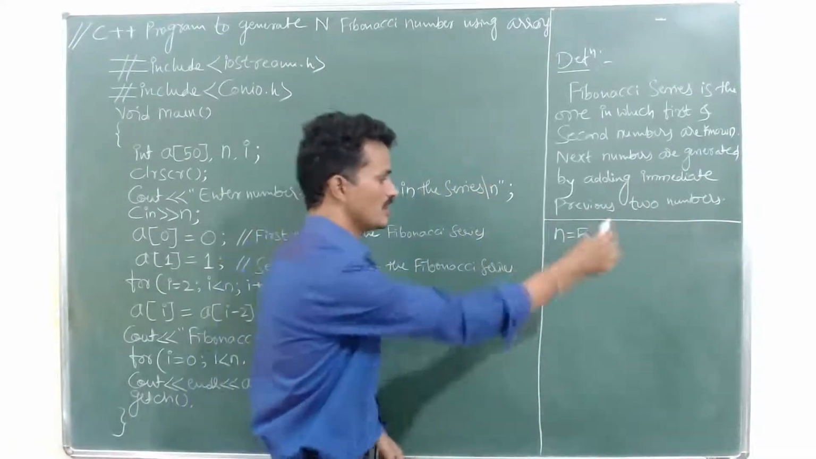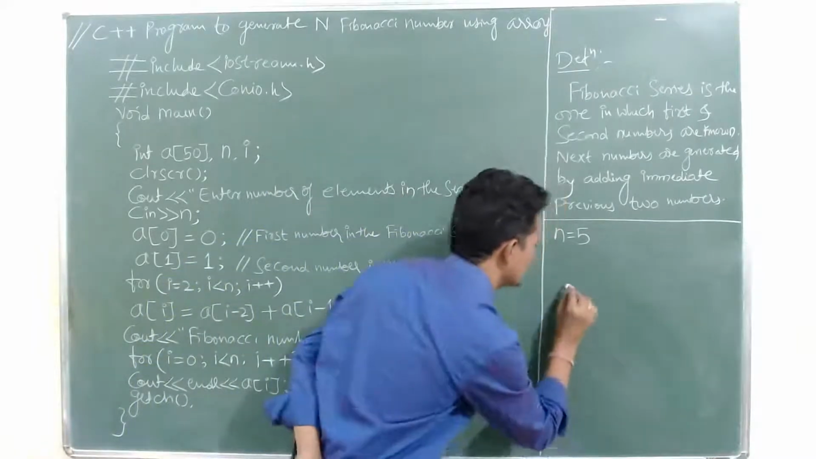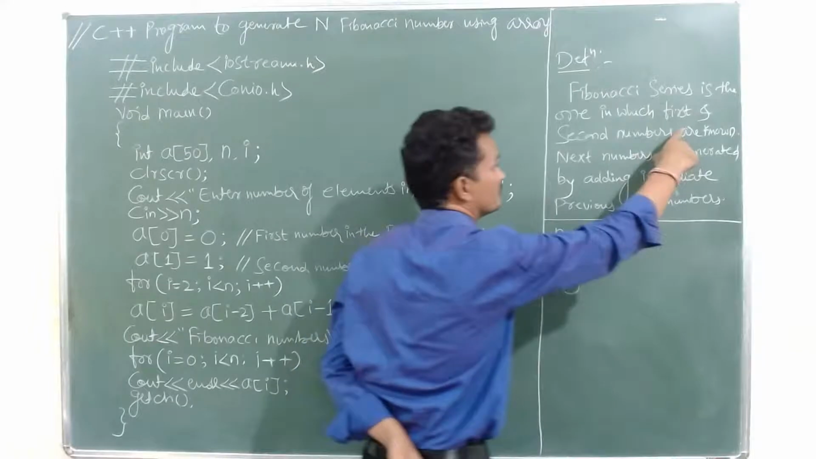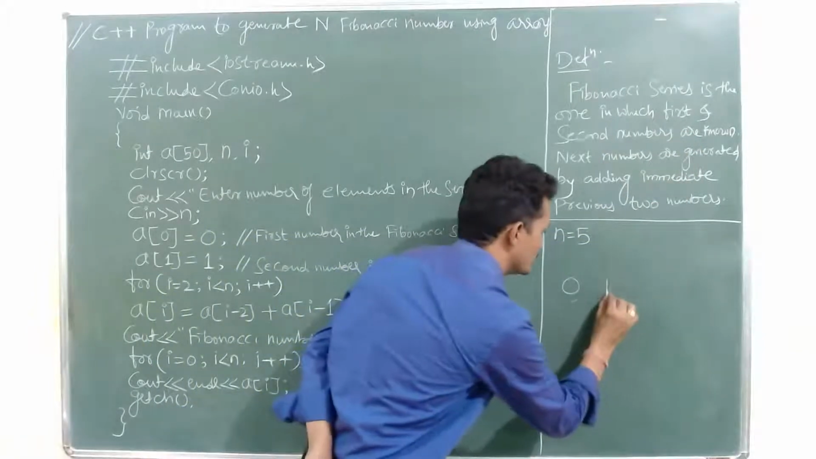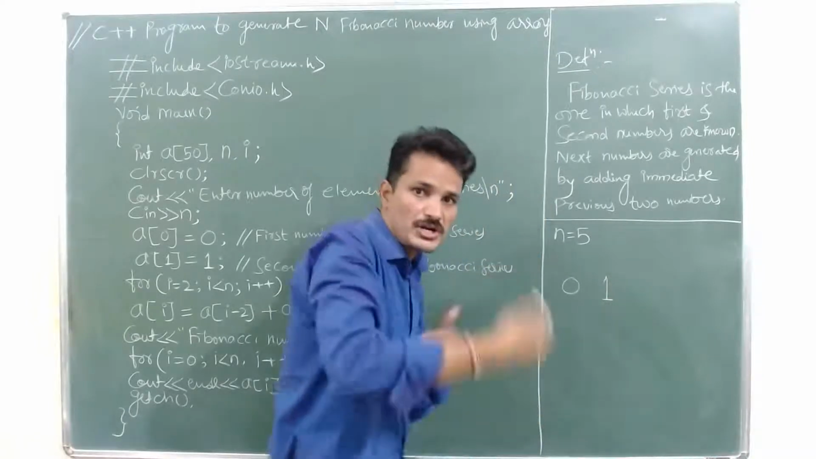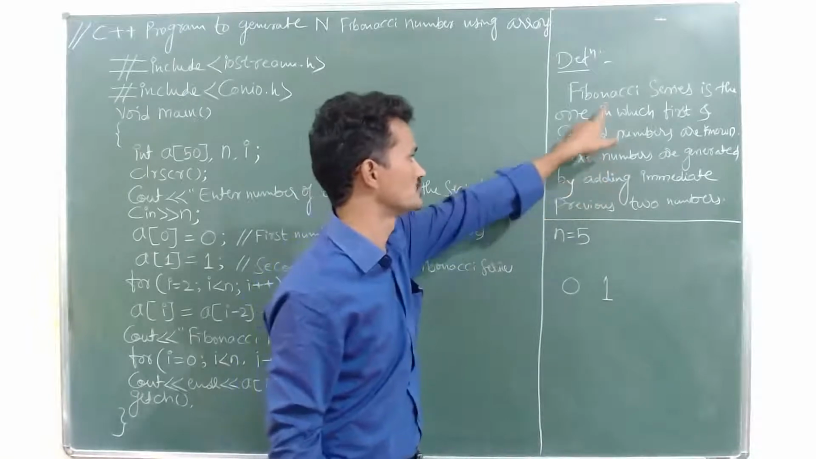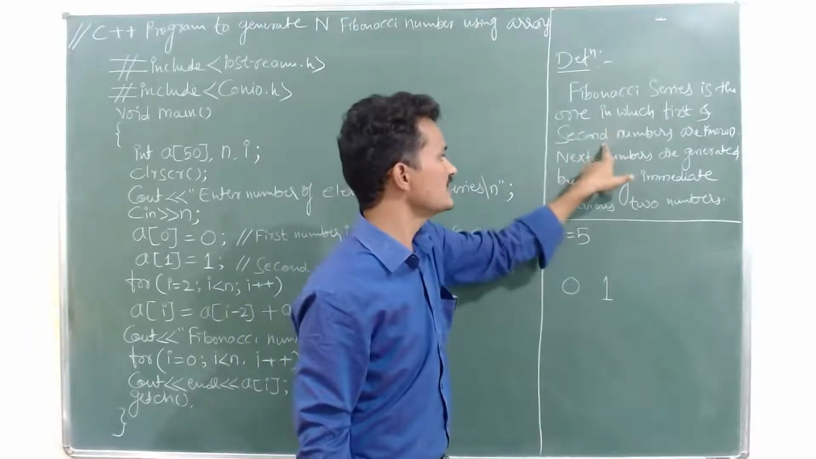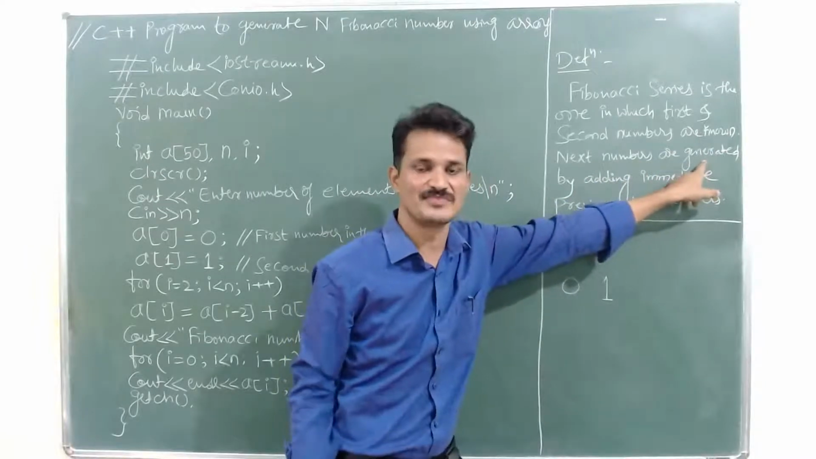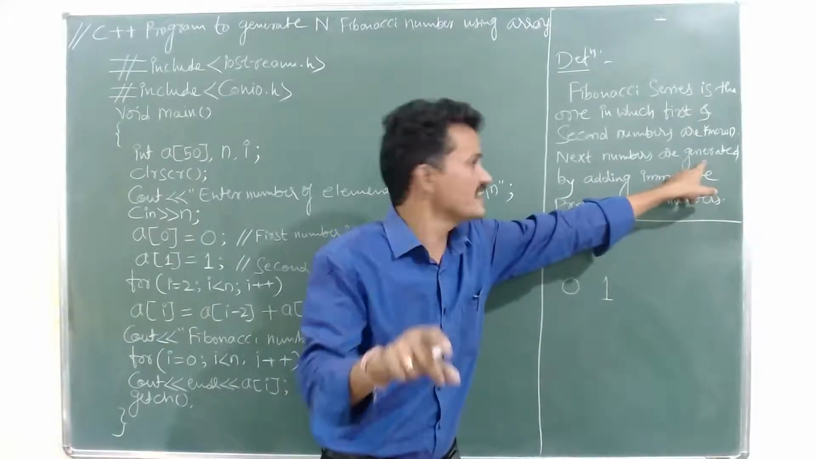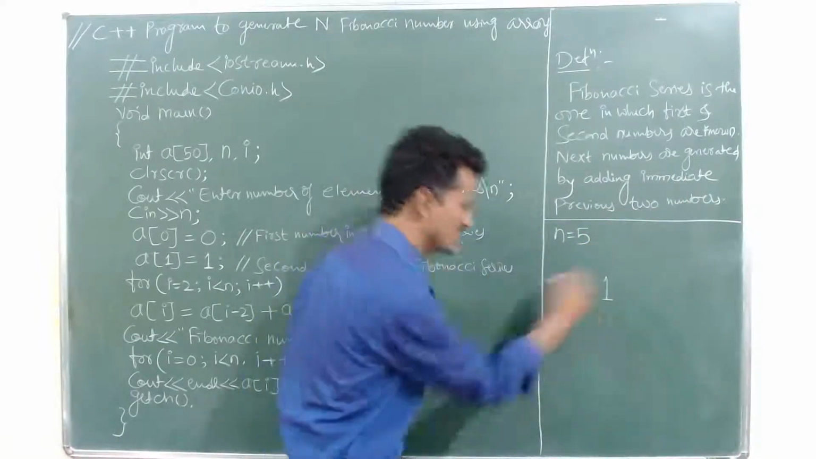Say for example, let us take an example. I took n as 5. So I'll get the answers as 0. The first and second numbers are known. Okay. First number is 0. Second number will be 1. So in order to generate the next number, we have to add the previous two numbers. That is what they are saying in the definition. See here, first and second numbers are known. Next numbers are generated by adding the immediate previous two numbers.